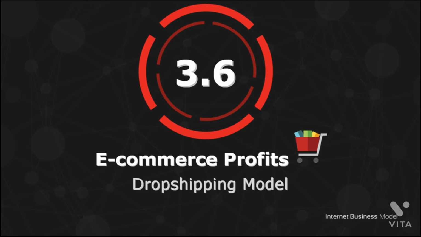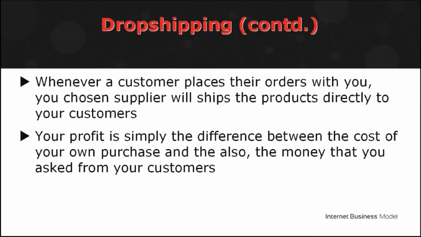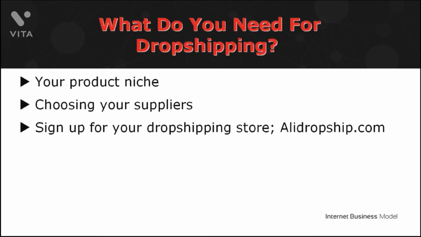The final e-commerce business type is dropshipping. Unlike POD, running a dropshipping business means you sell the products that you don't own to your customers. When you receive orders, your chosen supplier ships the product directly to your customers. Your profit's simply the difference between the cost of your own purchase and the money that you asked from your customers. All you need to have is 1.